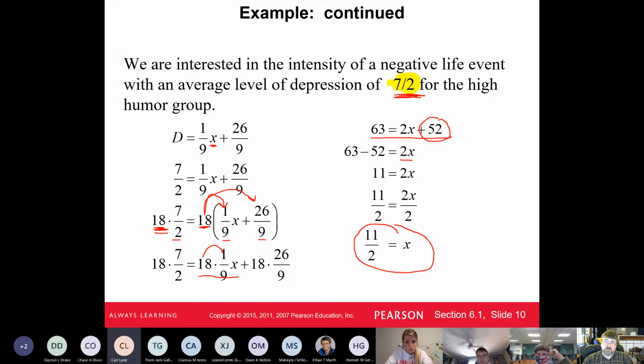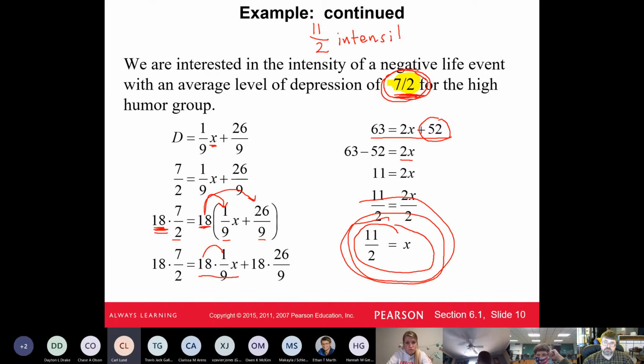And then typically, usually we're going to keep an improper fraction improper, but sometimes for a word problem, and this is kind of a word problem, we don't keep it improper. It can be hard to tell what to do. Here, since we started with an improper fraction, that's a sign that it's okay for our answer to stay improper, but we do still want to label it. We would want to say something like 11 halves, I don't know, intensity. You want to put some sort of label on it. We do not want a naked number for a word problem.